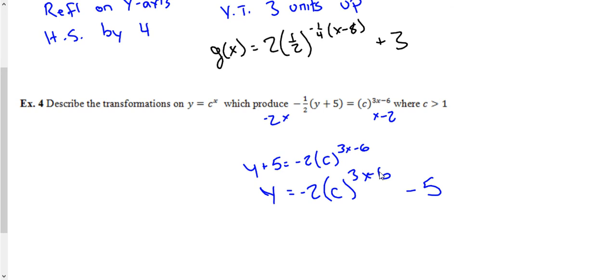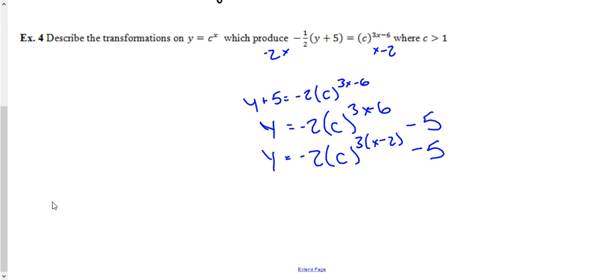And don't forget that we always need to factor anytime that it hasn't been factored, so I'm going to quickly factor my b value. So it should be negative 2 bracket c, you have 3 bracket x minus 2 up top there for an exponent, minus 5 at the end, and there we go. So that's our new equation.